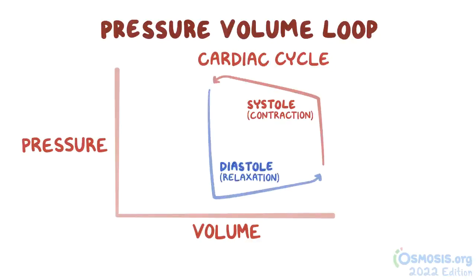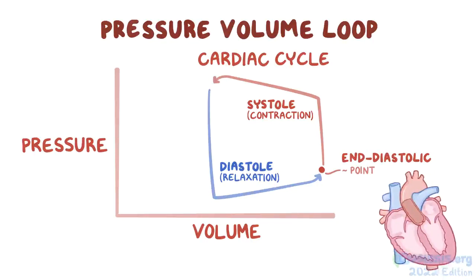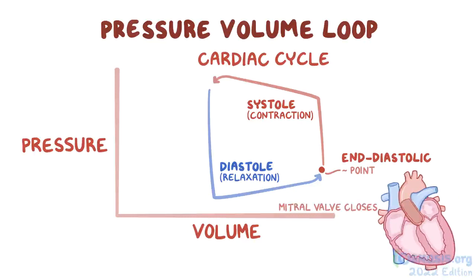The lower right-hand corner is the end diastolic point, and it's the point in the cardiac cycle when diastole is over. At this point, the mitral valve between the left atrium and the left ventricle closes, leaving the left ventricle filled with the maximum volume of blood, called the end diastolic volume. And then systole begins, which is when the left ventricle contracts to push that blood into the aorta.